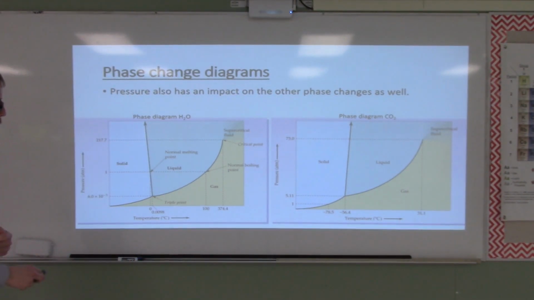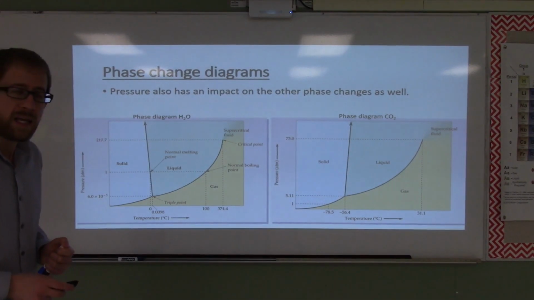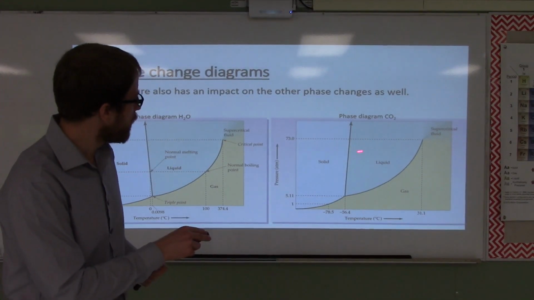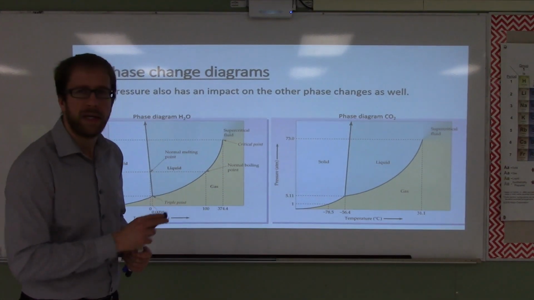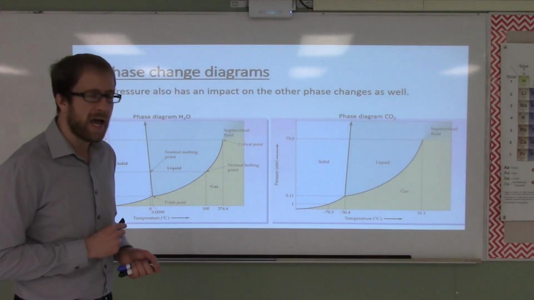So here is a phase change diagram of H2O, and note that again we're plotting pressure versus temperature on these graphs. And here you can see at what pressures and temperatures your H2O will exist as a solid, as a liquid, and as a gas. On the flip side here, we have carbon dioxide, and again, you can see where it exists as a solid, a liquid, and a gas.